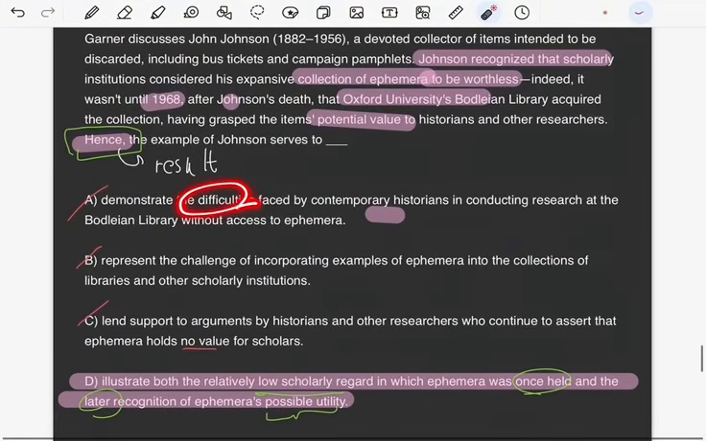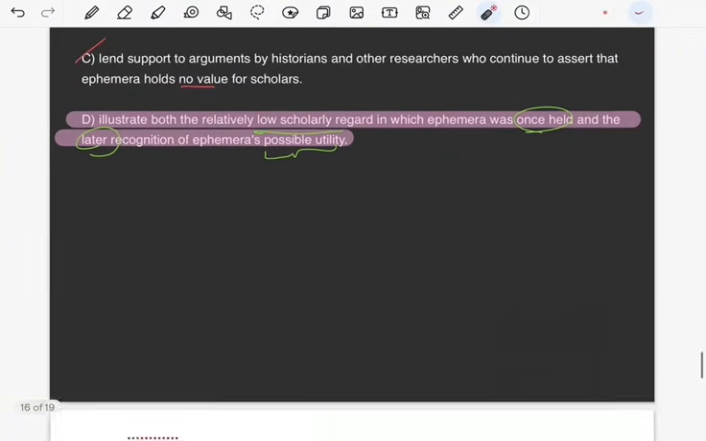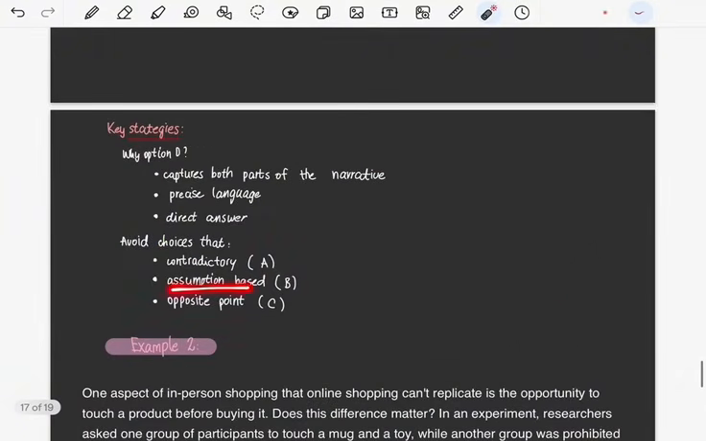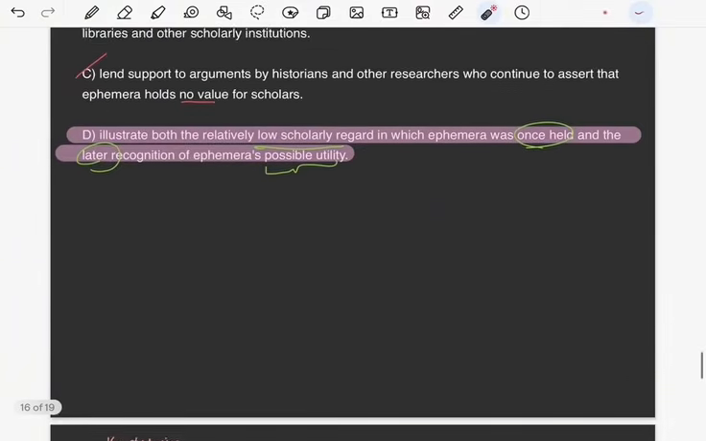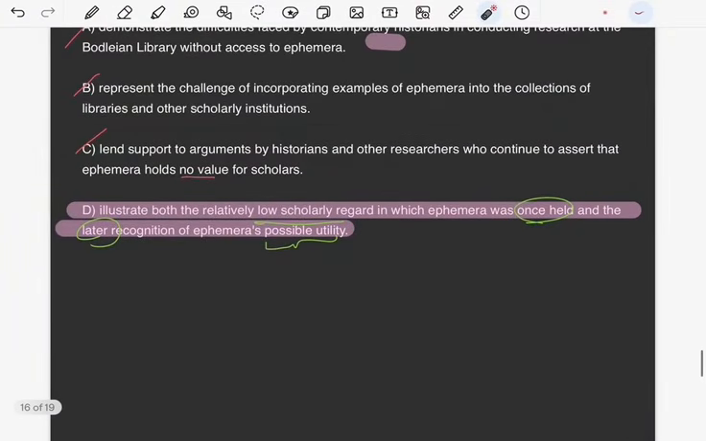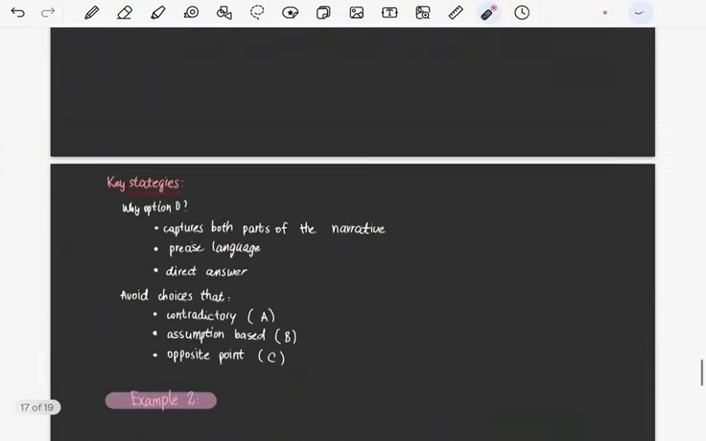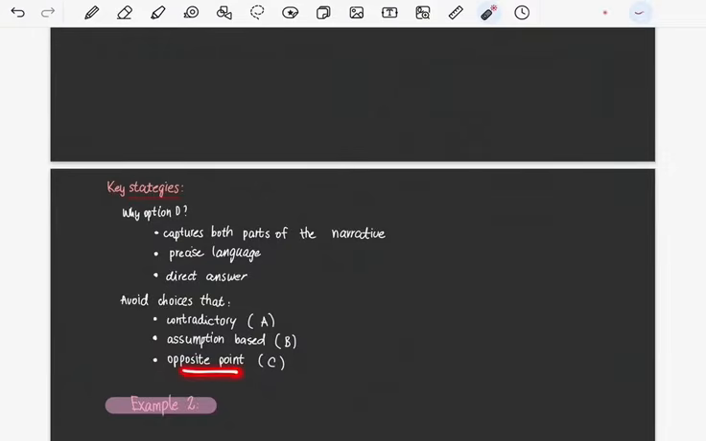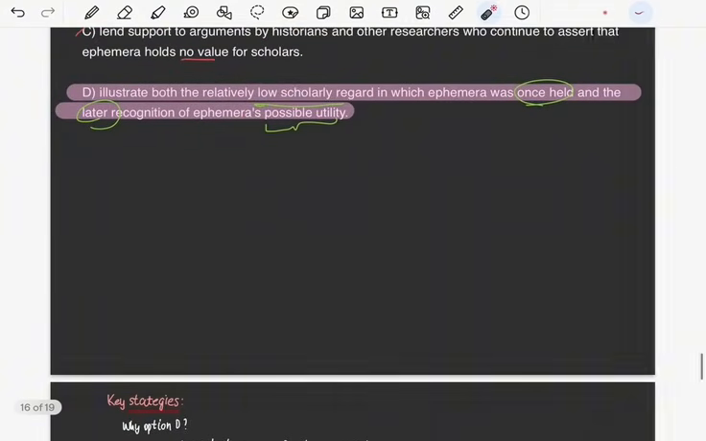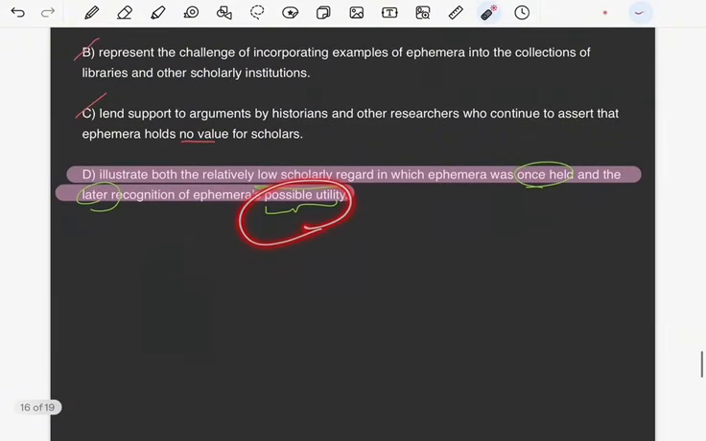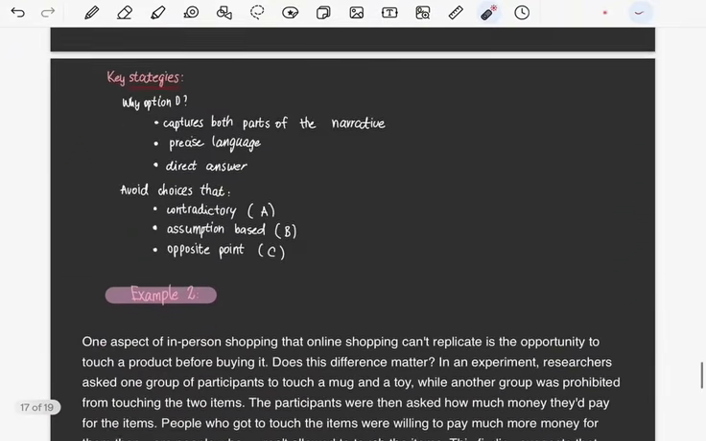It did not show how difficult conducting research was. Option B was assumption based because there was no support of this idea that it was challenging for them to incorporate that. And again, option C was the opposite point. We can see over here that option C was the opposite point. So that's why it is wrong again.